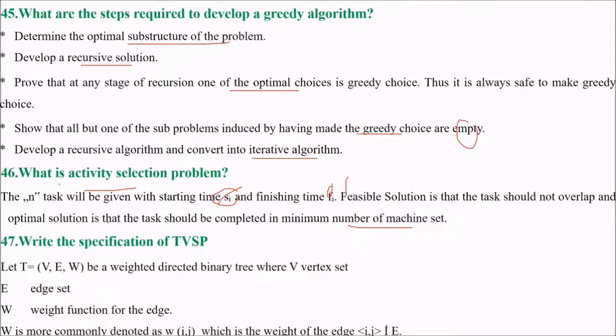Write the specification of TVSP. This is the specification. First of all, we have a tuple (V, E, W), which is a T, a weighted directed binary tree. V is the vertex set, E is the edge set, and W is the weight, commonly denoted as Wij, which is the weight of the edge.